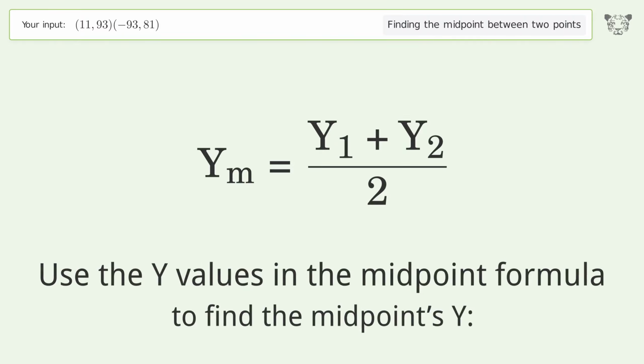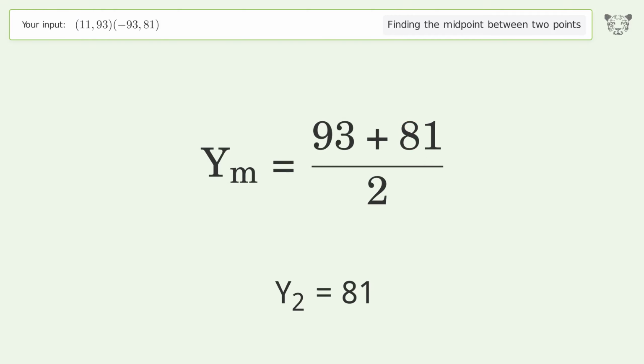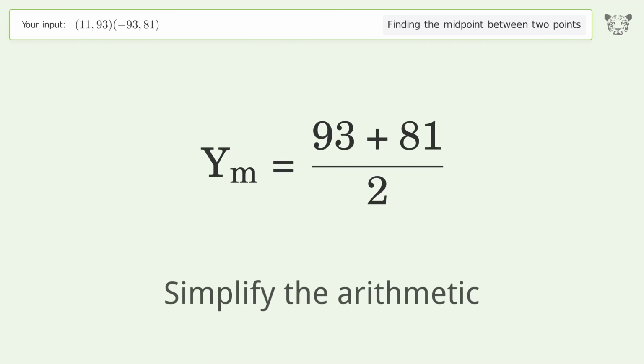Use the y values in the midpoint formula to find the midpoint's y. y1 equals 93. y2 equals 81. Simplify the arithmetic.